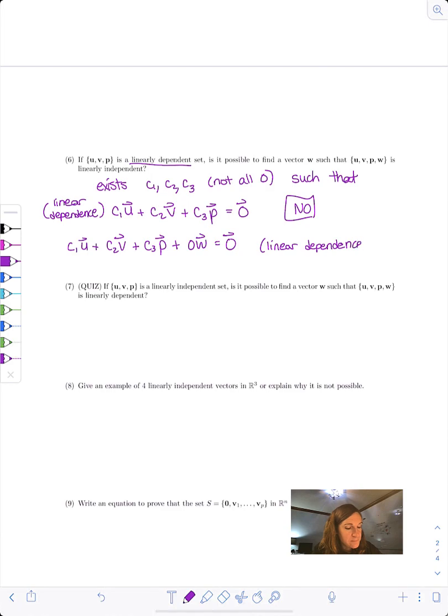So we know that once a set becomes linearly dependent, we can't add anything in to make it independent. We will learn later about strategic ways to delete things to make the set independent. So you can delete to make something independent. And now our quiz asks us the other way around. So if you start with a linearly independent set, can you toss in another vector and turn it into a linearly dependent set?